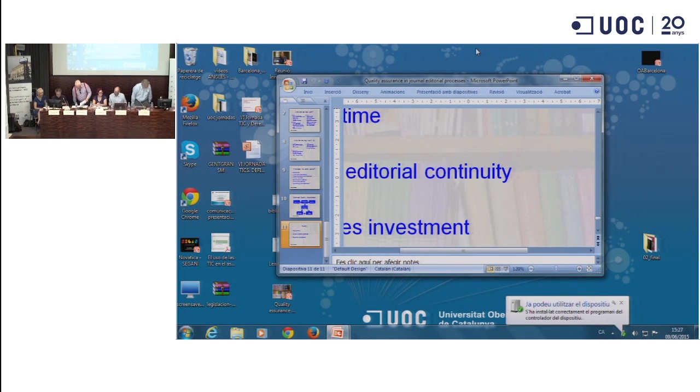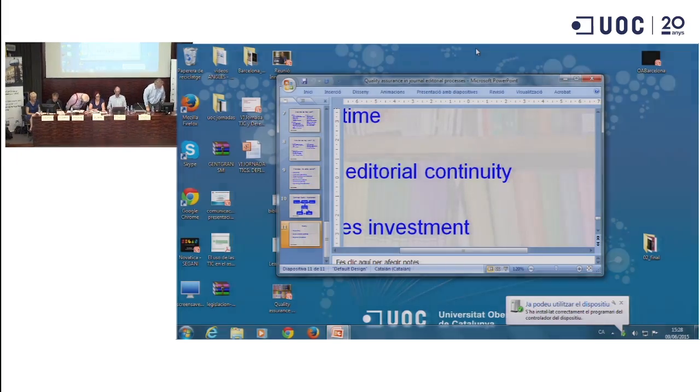Okay, the next presentation is titled The Main Characteristics and Benefits of an Open Journal. The presentation is by Professor Rory McGreal.